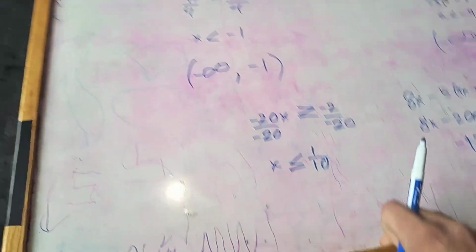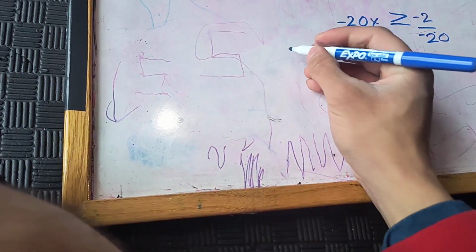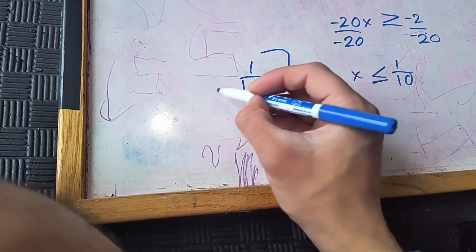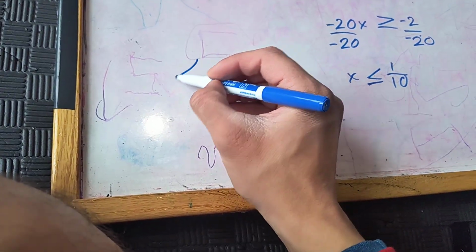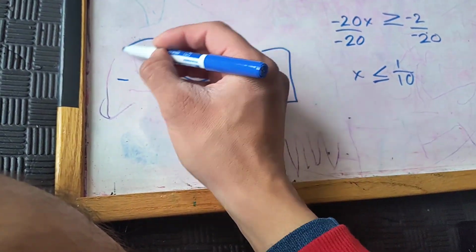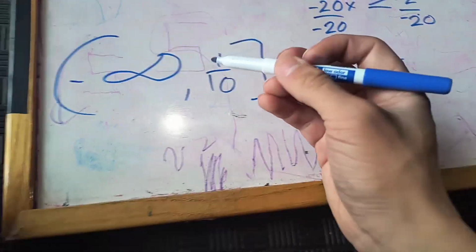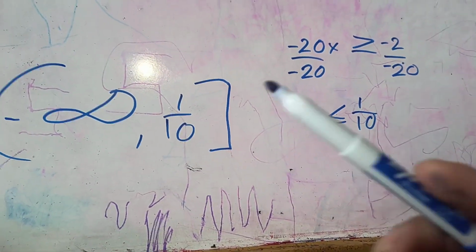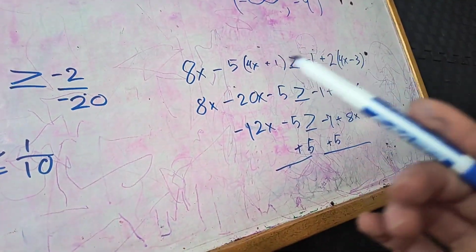So the way we would write it, with the parentheses and everything, we'd write it like 1 over 10, comma, negative infinity. This little bracket means we're including 1 over 10 as one of the things that can solve the inequality.